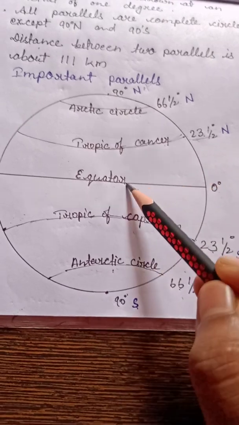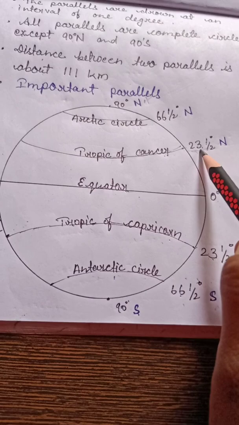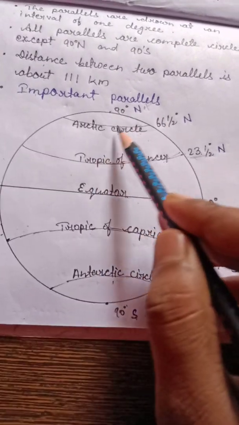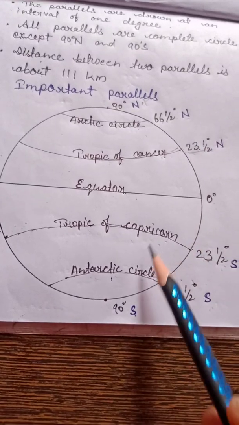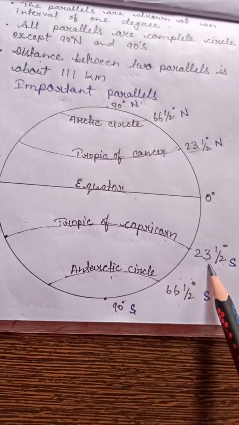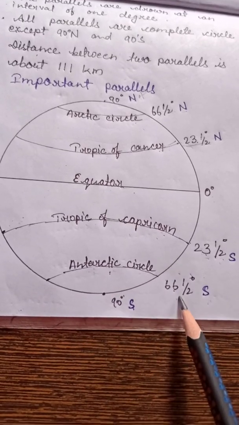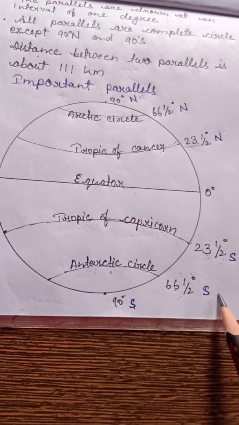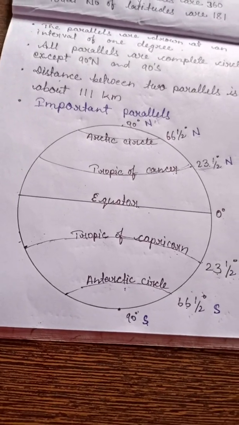The equator lies on 0 degree. The Tropic of Cancer is on 23.5 degree north. The Arctic Circle is on 66.5 degree north. And again the Tropic of Capricorn, the same degree as in the northern hemisphere, and the Antarctic Circle is at 66.5 degree south. Next we will discuss in the next video. Thank you.